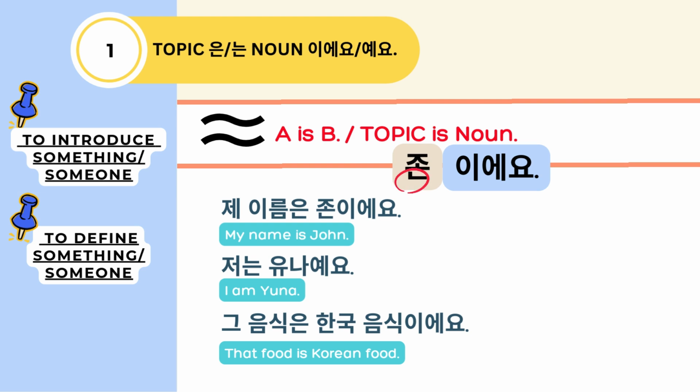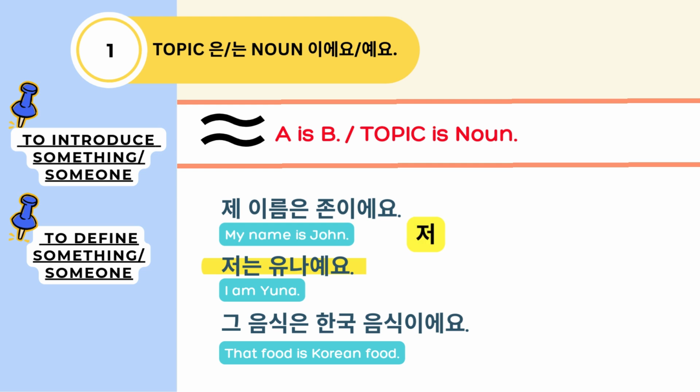Similarly, in the sentence, I am Yuna, 저는 유나예요. 저 has no final consonant, so we use 는. 유나 also has no final consonant, so we use 예요. This structure is also useful for describing objects. That food is Korean food. 그 음식은 한국 음식이에요.